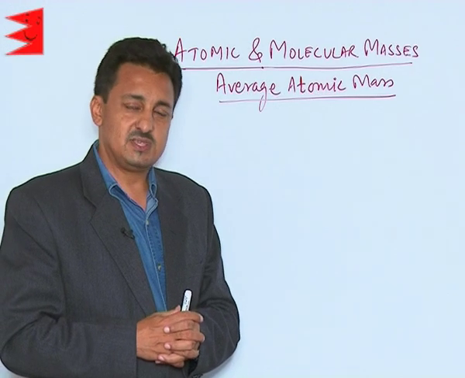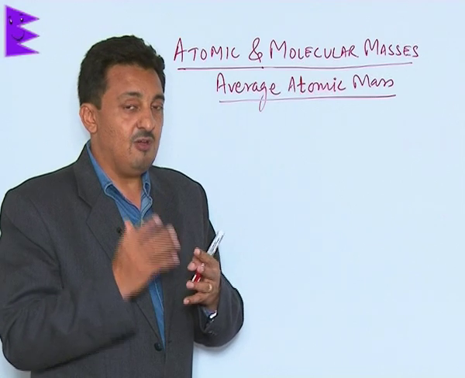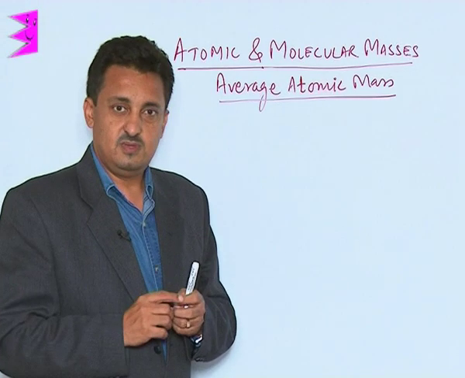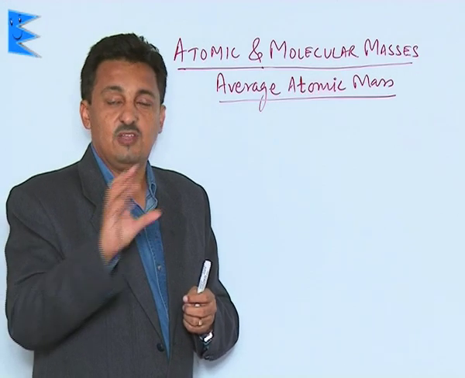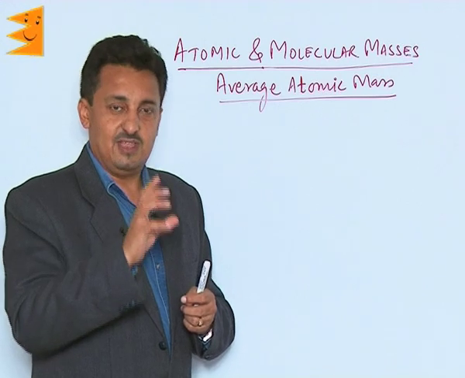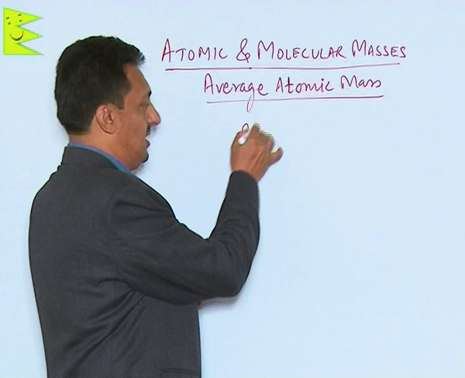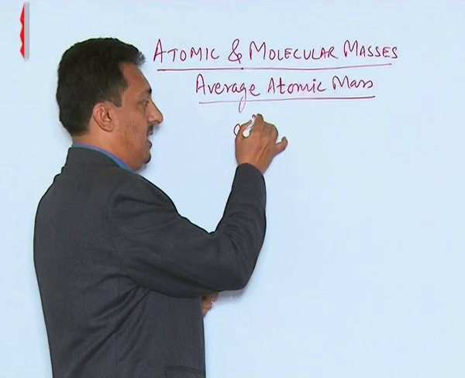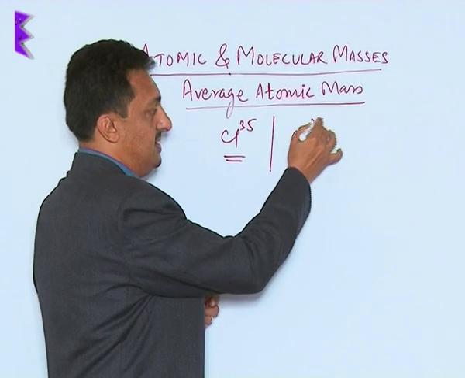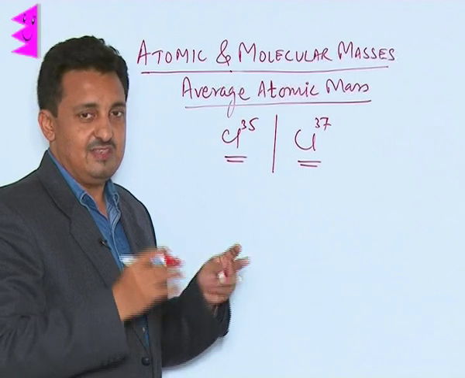So the mass of that particular sample cannot be taken on account of one type of isotope. It has to be the average of whatever number of isotopes are present in that sample. I can give you an example: chlorine. Chlorine has one isotope, chlorine 35, and it also has chlorine 37. So we have two isotopes of chlorine which naturally exist in nature.